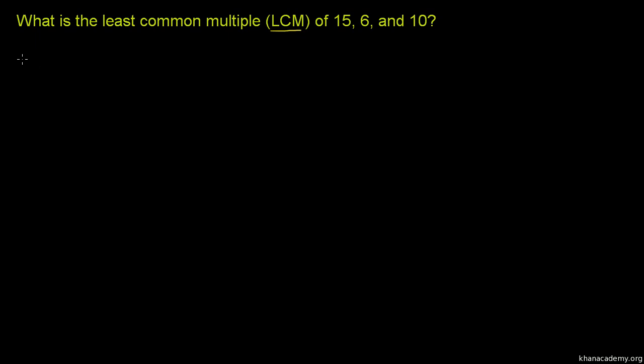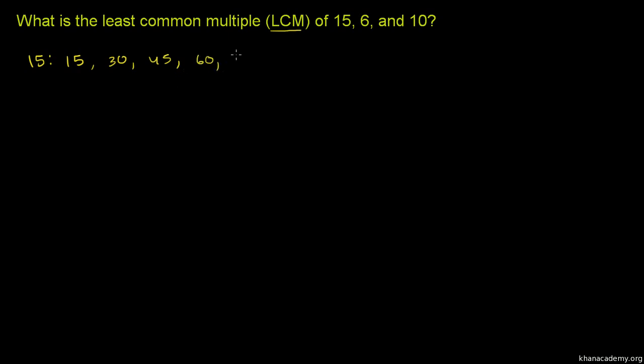So to do that, let's just think about the different multiples of 15, 6, and 10, and then find the smallest multiple, the least multiple they have in common. So let's find the multiples of 15. So you have 1 times 15 is 15. 2 times 15 is 30. Then if you add 15 again, you get 45. You add 15 again, you get 60.